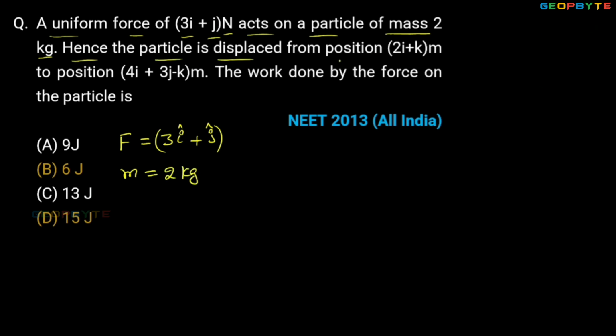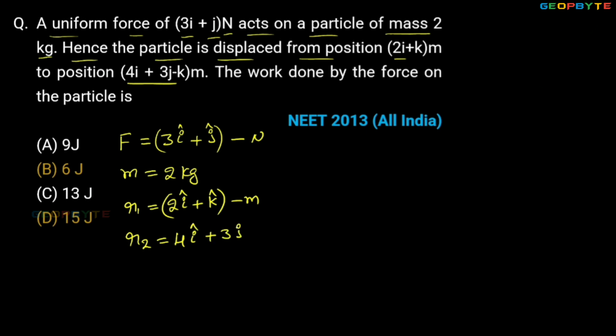Hence, the particle is displaced from r1 equal to 2i cap plus k cap, which is in meters. Force is given in newtons. The position is given in terms of meter. To another position, I can mark that as r2 equal to 4i cap plus 3j cap minus k cap. Okay, it is also in meter. You are asked to decide the work done by the force on the particle.